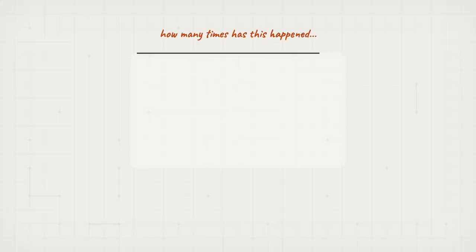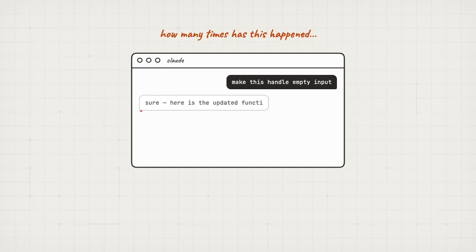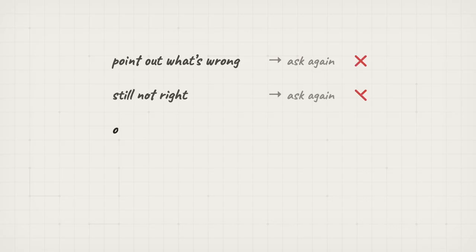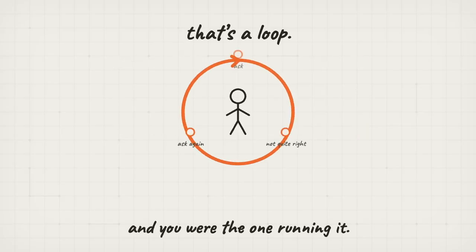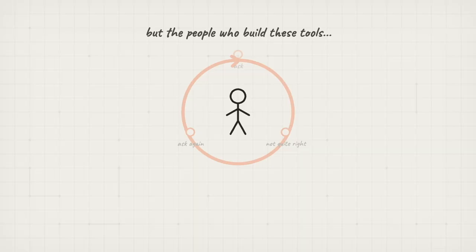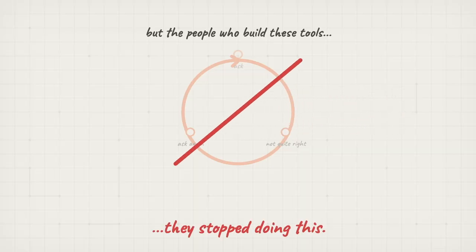How many times have you asked Claude for something and the answer came back not quite right? So you tell it what's wrong and ask again. Still not right. So you ask one more time. That's a loop, and you are the one running it.